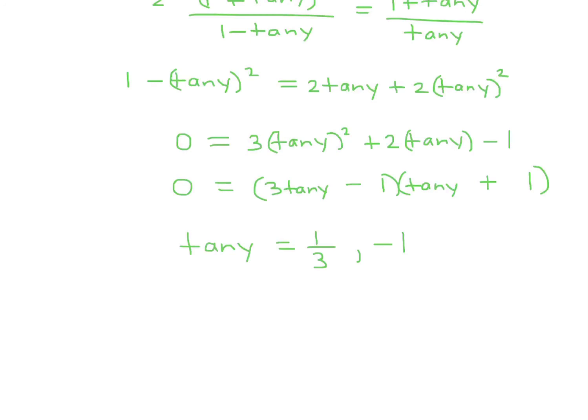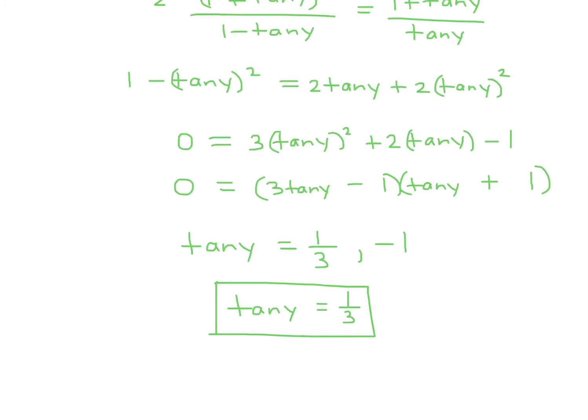Okay. Now this negative 1 we are not going to use because we're dealing with lengths of a triangle shape. So I'm going to use tan of y is equal to 1/3 because I can't have a negative length. All right. All that hard work to get the tan of y is 1/3. All right.